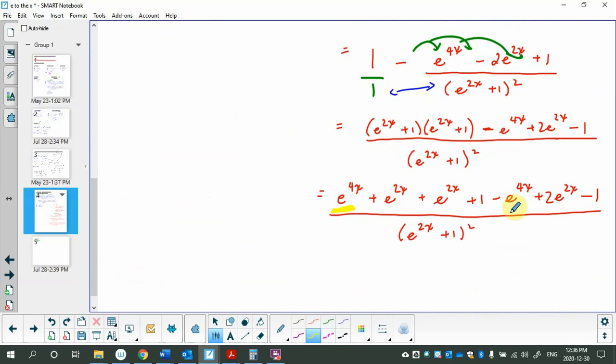E to the 4x. Ooh, minus e to the 4x. They cancel. 1. Minus 1. They cancel. 1 e to the 2x plus 1 more e to the 2x plus 2 e to the 2x is actually 4 e to the 2x, still over the exact same denominator.